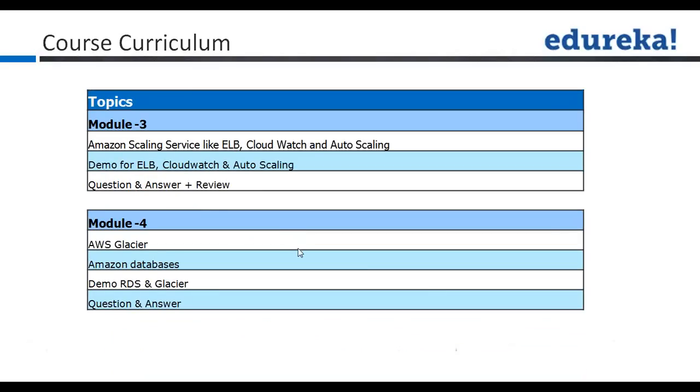In module 3, we would be covering one of the key aspects of Amazon, that is Amazon scaling services, like Elastic Load Balancer, CloudWatch, and auto scaling. It would be a full hands-on session on that. So around 2.5 hours of theory, and then 1.5 hours of full hands-on to show you how the complete scaling scenario works in Amazon.